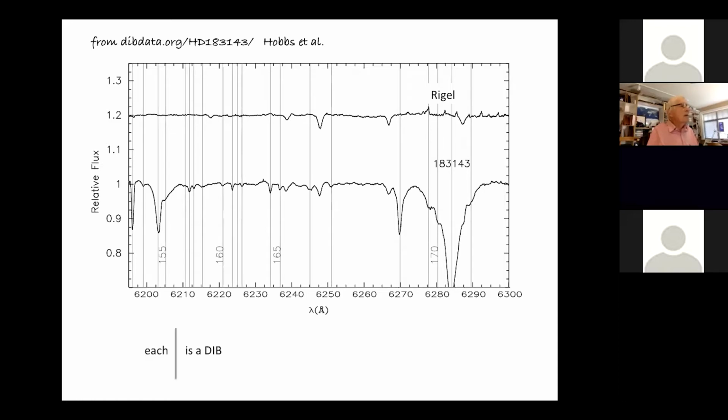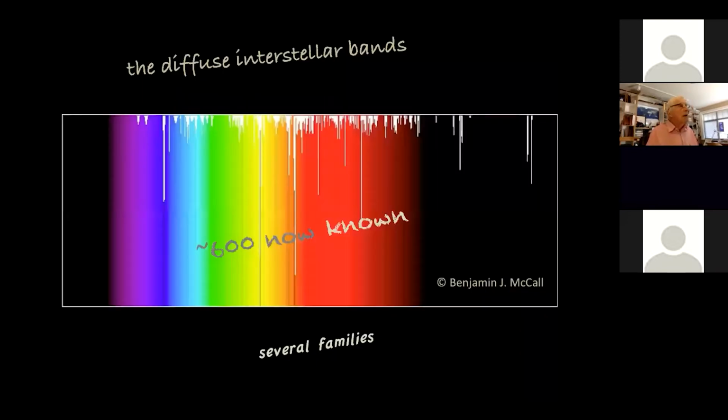And indeed, as one takes spectra of higher and higher signal to noise, these bands just appear in large numbers. There are at least 600 now known, but people don't publish the extra ones they find, as far as I know. They appear to occur in families.